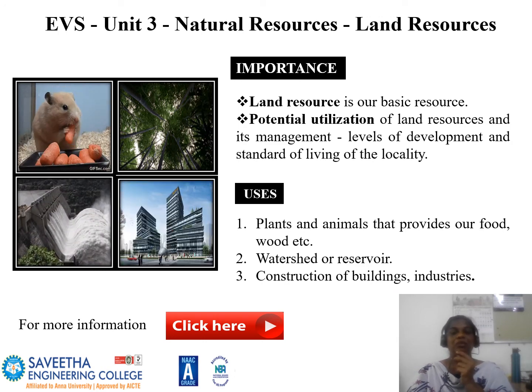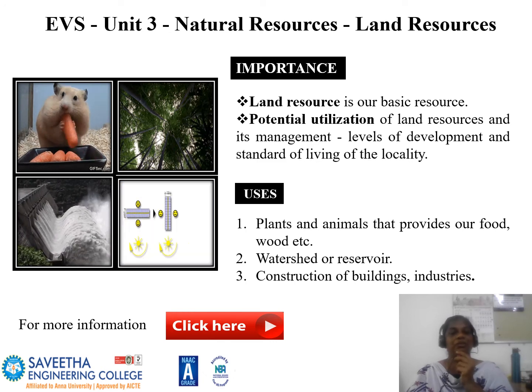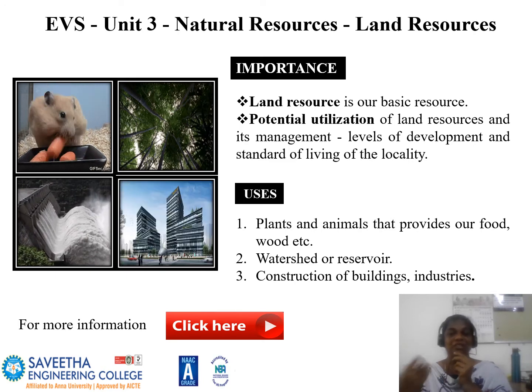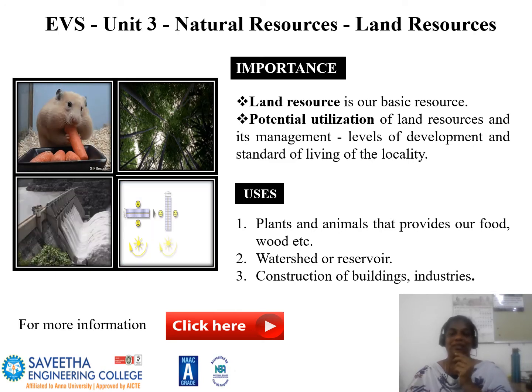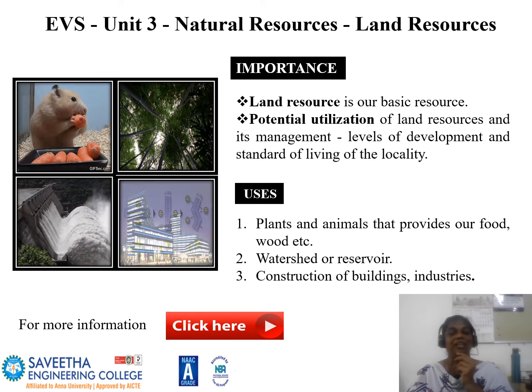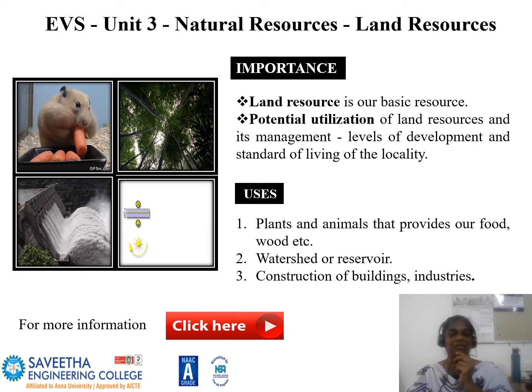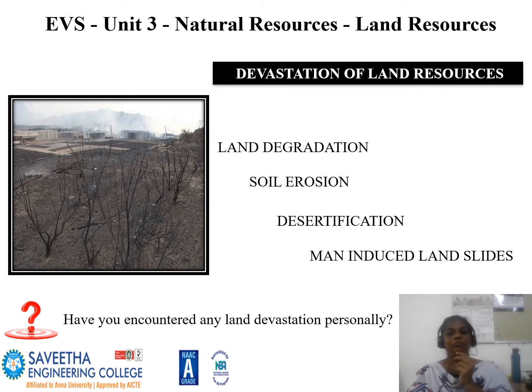Let us see what the uses of land are. It provides plants and animals, which provide our food and wood, etc. We have watershed management or water reservoirs, and it also helps us to construct buildings and industries. But how are the land resources devastated? We have land degradation by soil erosion, desertification, and man-induced landslides. These are the reasons how the land could be devastated.